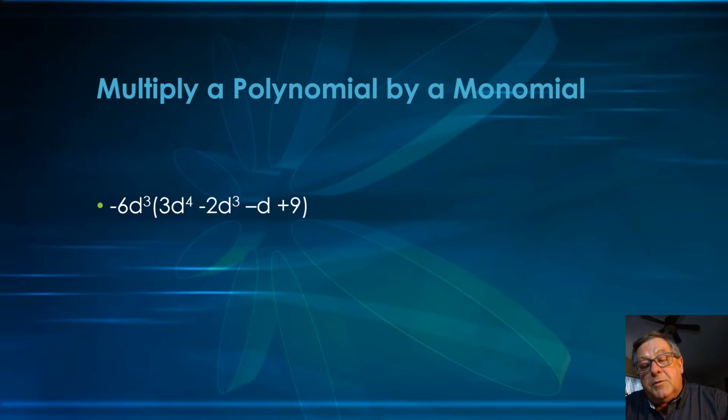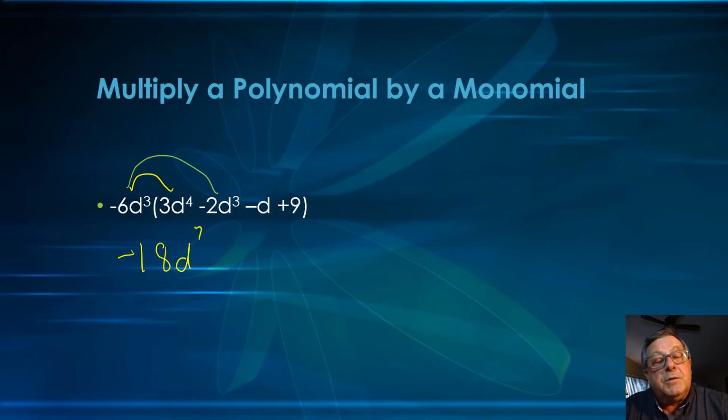So let's see, we're going to multiply negative 6d cubed times 3d to the fourth. Let's see, negative 6 and 3 is negative 18. D cubed d to the fourth, then is d to the seventh. And then we're going to multiply negative 6d cubed, we're using distributive property, times negative 2d cubed. So negative 6d cubed times negative 2d cubed. Well, negative 6, negative 2 is going to give me positive 12. And d cubed times d cubed is d to the sixth.